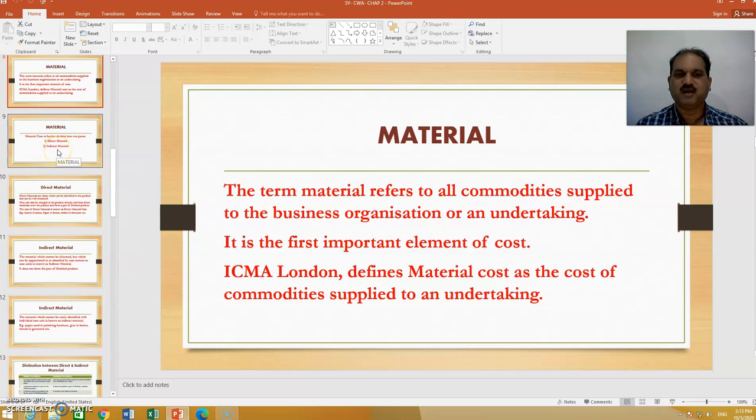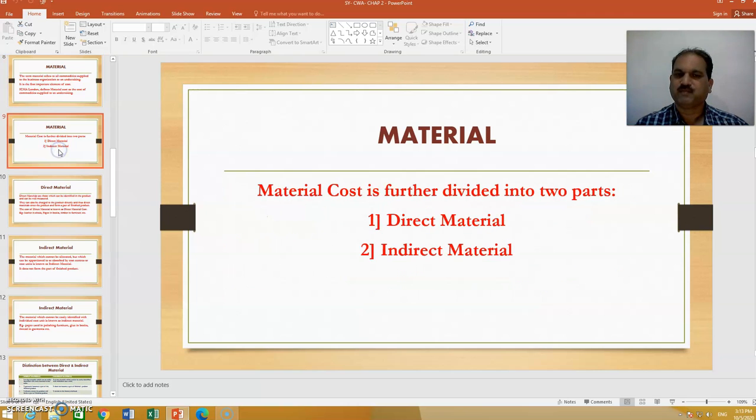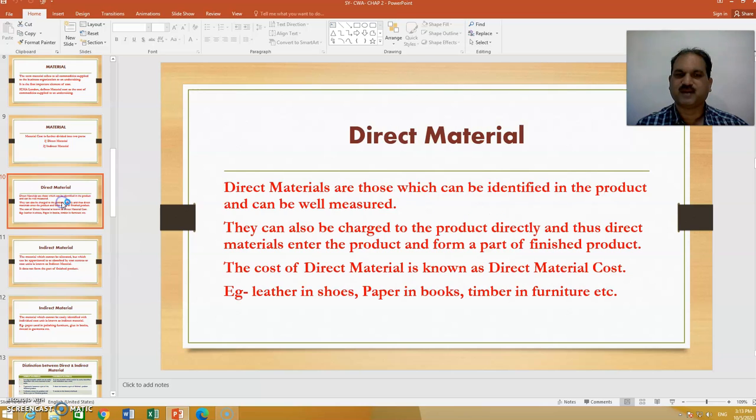First is material. Material is the first important element of cost. The term materials refers to all commodities supplied to the business organization or an undertaking, that is any company. ICMA London defines material cost as the cost of commodities supplied to an undertaking. Basically, material cost is further divided into two parts, direct material and indirect material.